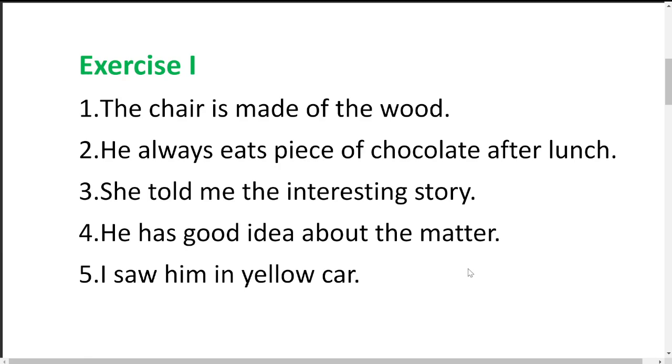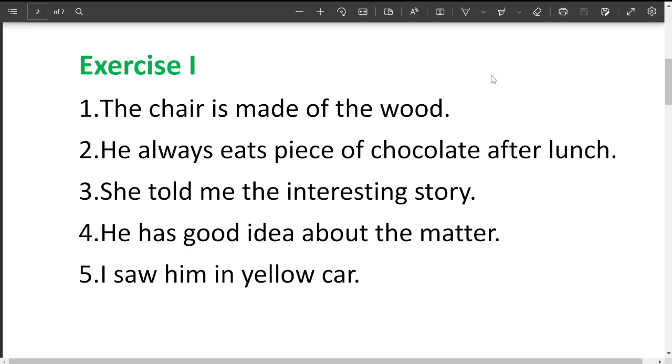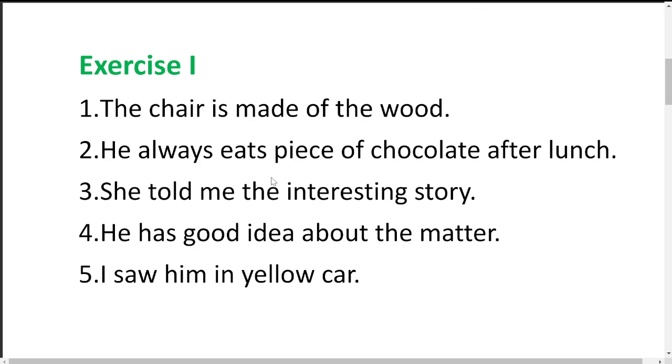Okay, let us go through this exercise 1 here first. Look at the first one. The chair is made of the wood. Now what is the error that you can find in this sentence? So basically this sentence looks good. You feel like there is no error. See, when something is made using some other element just like wood and all, that is called as made up of, not made of. So the error is in this part. That is the error which you have to opt in the examination.